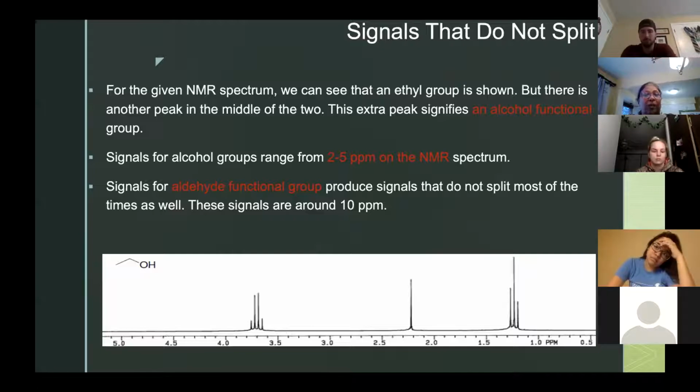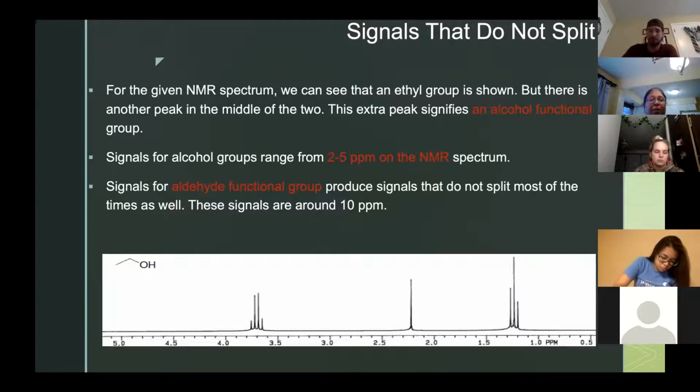So if you have your unknown NMR and you see a peak around that region, hey, it's really important to remember this because it makes identifying compounds a lot easier. If you see a peak from 2 to 5 and it's just a singlet, you can automatically say, I think there's an alcohol group in here. Or if you see a singlet at 10, you can say, I think there's an aldehyde in this compound. It's important to know this because it makes it easier on you.